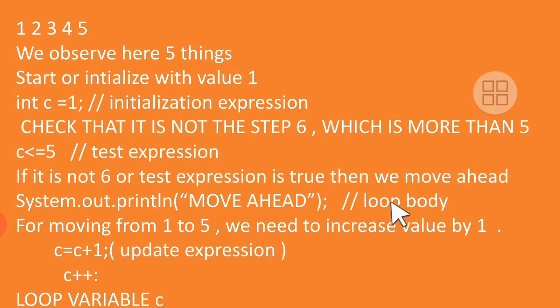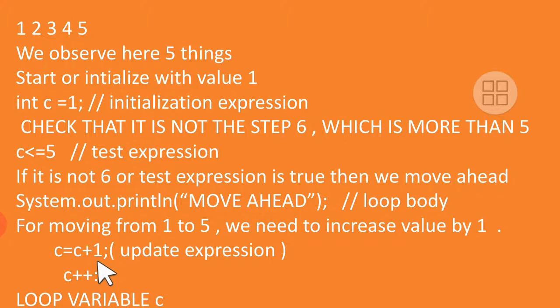So this will be technically called loop body. Now for moving from 1 to 5, we need to increase the value by 1, which I have already told you. So here it is called the update expression, because we are changing or updating the value of C. And we increase the value every time by 1. So we write C plus 1 and this will be assigned to C. So the expression is C equal to C plus 1.